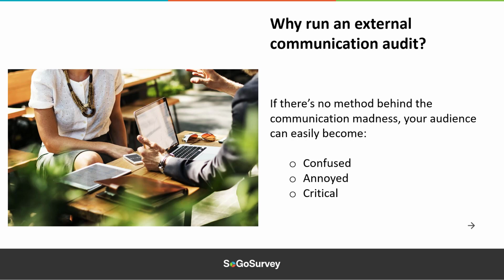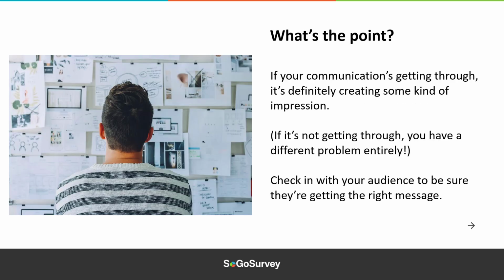So start by thinking about what's going on externally. When you think about a lot of ad hoc communication, seemingly unstrategic, think about the impression that creates with your audience. They can become confused, of course, annoyed even, or even totally critical, and that's just to name 3. When you think about this issue, the point is, what's getting through? What's the impression that you're creating? Is it communication? Is it noise? If it's not getting through in the first place, of course, that's a totally different issue.